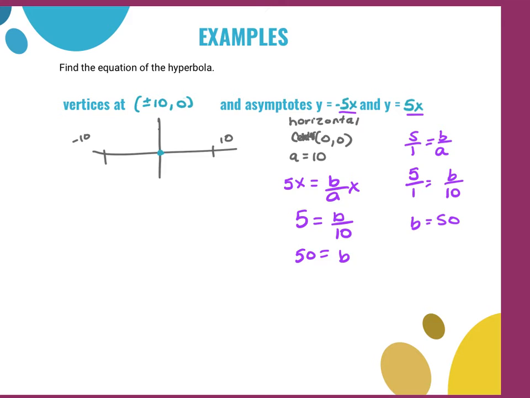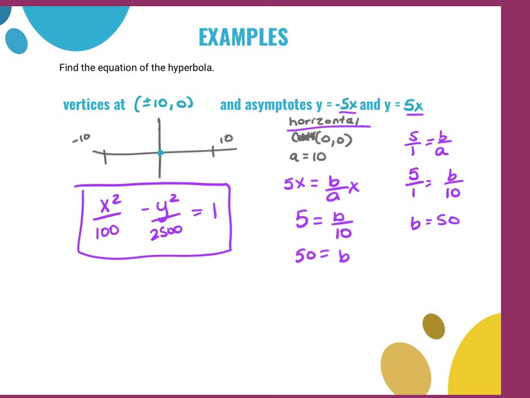So then when I go to put this into an equation, it's horizontal, so it's x squared minus y squared. The x gets the a, 10 squared would be 100, and the y squared gets the b, 50 squared is 2,500, equals 1. So big numbers, but they're still hopefully relatively easy.